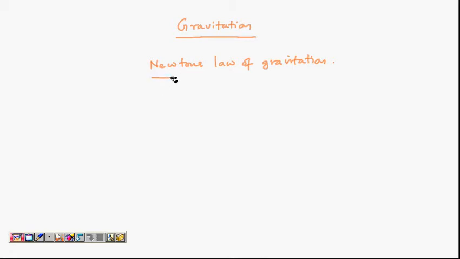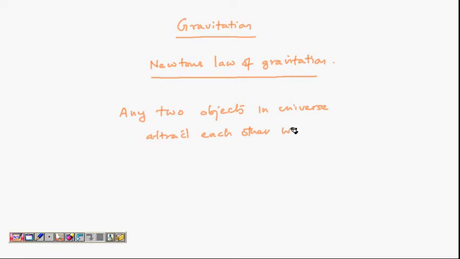So it is said that Newton was sitting under an apple tree and an apple fell, and he started thinking why this apple fell to the ground, what made it come down onto the ground, why did it not go up into the air. So after very deep thought, Newton said, any two objects in the universe, please see this, any two objects, he doesn't put any restriction, any two objects in the universe attract each other with a force. The only condition Newton says is the objects should have mass. So if there are two objects having mass, then they attract each other with a force.